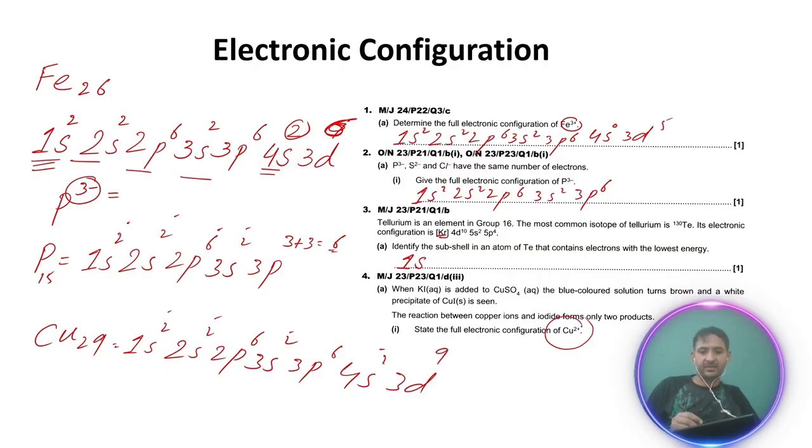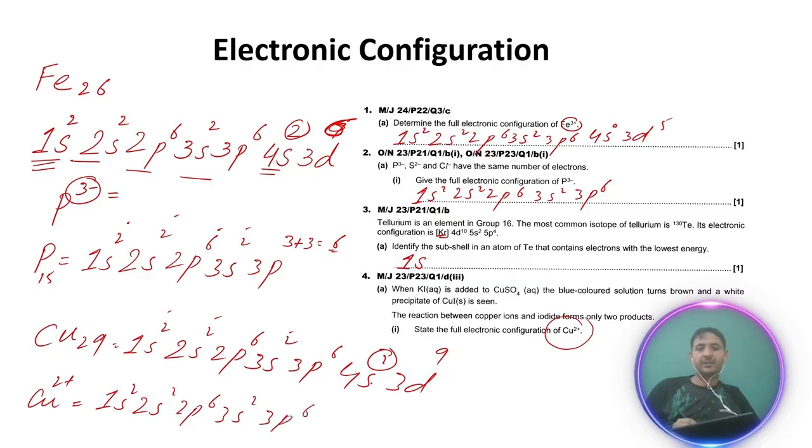But he is now giving me Cu 2 positive. It means I will remove 2 electrons from here, the 4s2. So the configuration of copper 2 positive will become 1s2, 2s2, 2p6, 3s2, 3p6. I'm not writing 4s because it is 4s0, the electrons were removed from there, then 3d9. You can check this if I made any mistake, but I'm sure I'm writing this correctly.